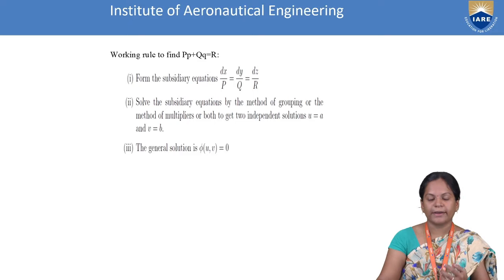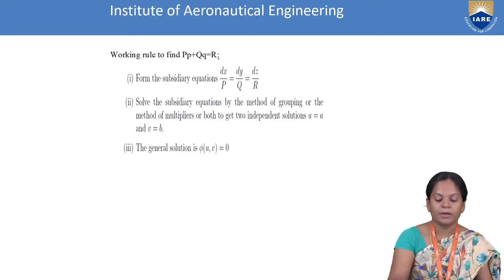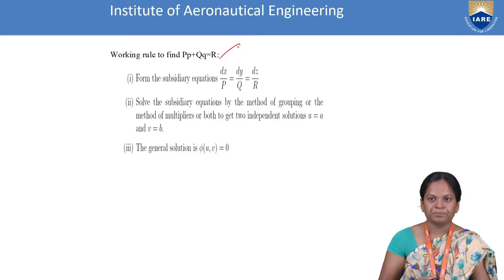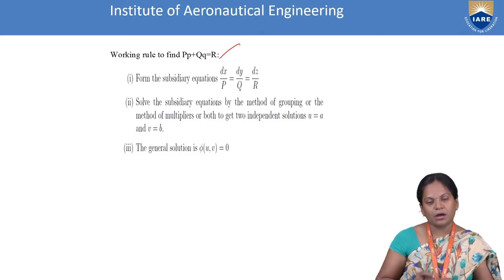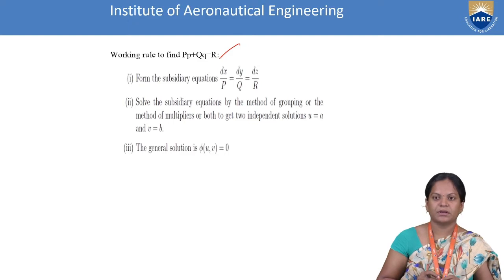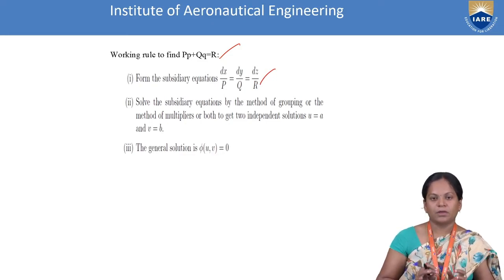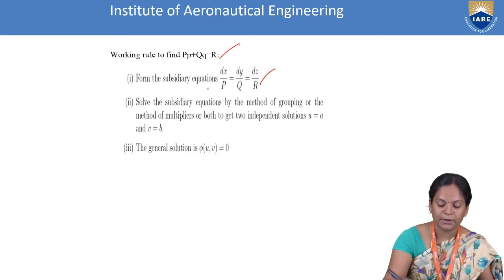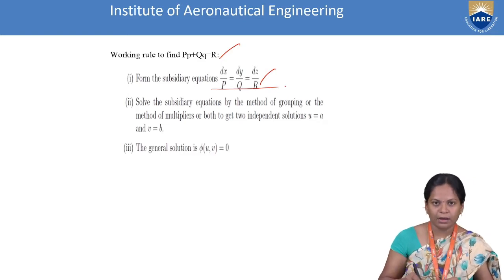So the working rule to solve the partial differential equation of the form Pp plus Qq equal to R. First take the auxiliary equations or subsidiary equations. What is the auxiliary equation? dx by P equal to dy by Q equal to dz by R. First step is to write the auxiliary equation. Whatever P, Q, R, sometimes we have only x, y, sometimes y and z, sometimes x and z. Whatever it is, P, Q, R are nothing but functions of x, y, z variables. So write in the form dx by P, dy by Q, dz by R.